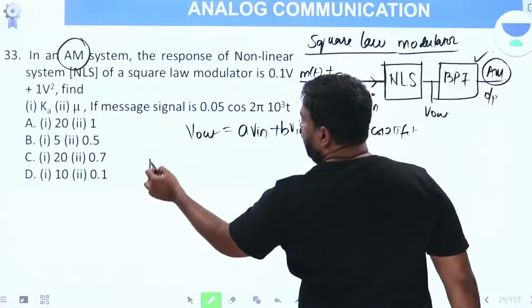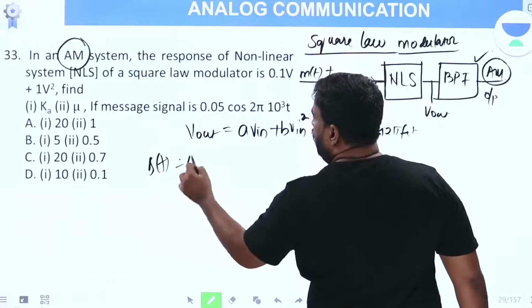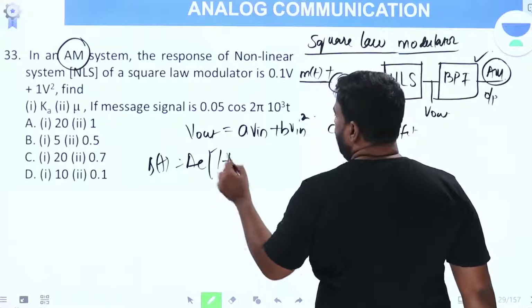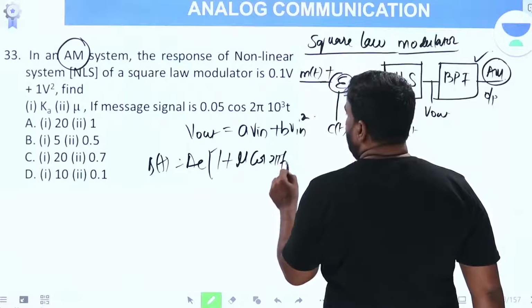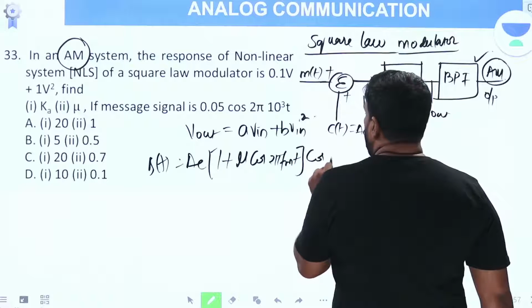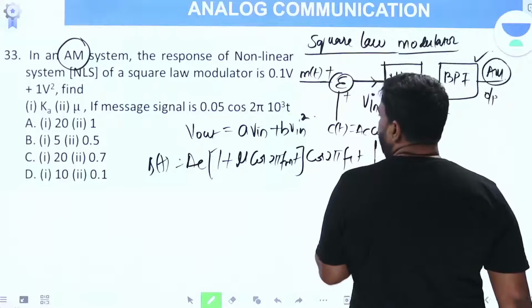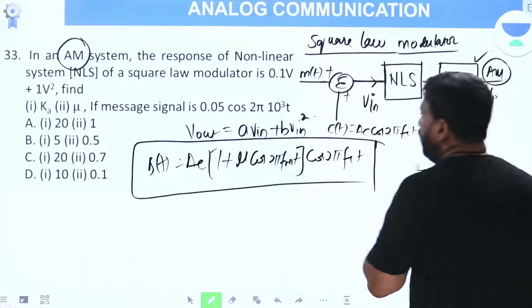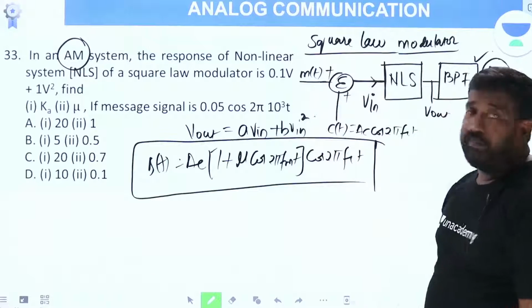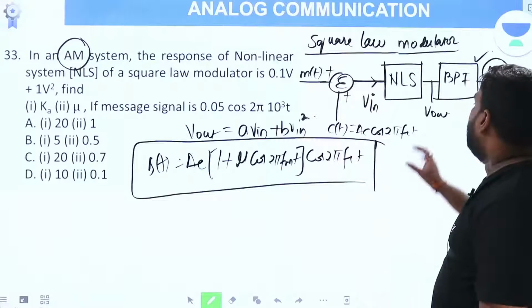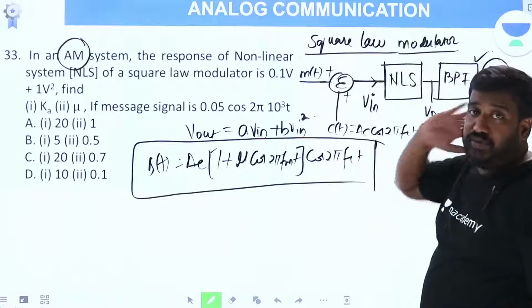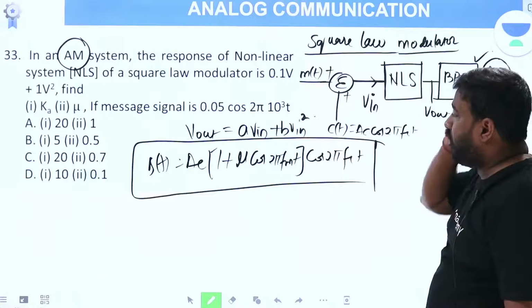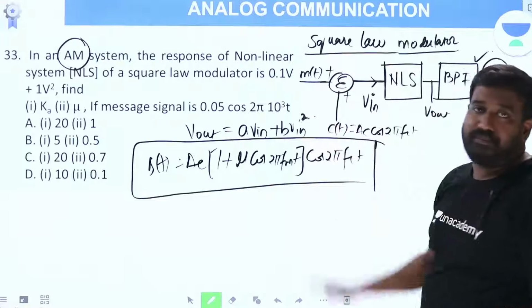You get it as S of t is equal to Ac into 1 plus mu times cos 2 pi fm t, into cos 2 pi fc t. This is what you will get as the output of the square law modulator, which is your AM output. But the concept here is, if I give an input Vin to a non-linear system, the output is V0, and V0 and Vin are related by V0 is equal to A Vin plus B Vin square.